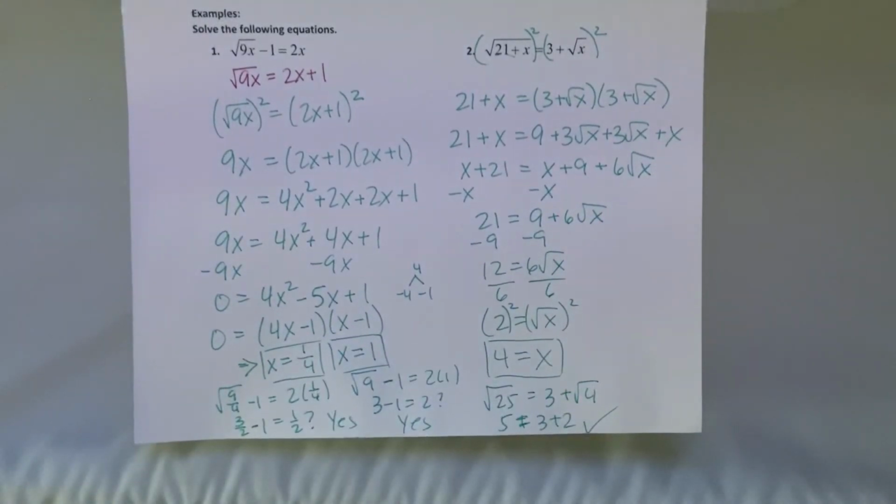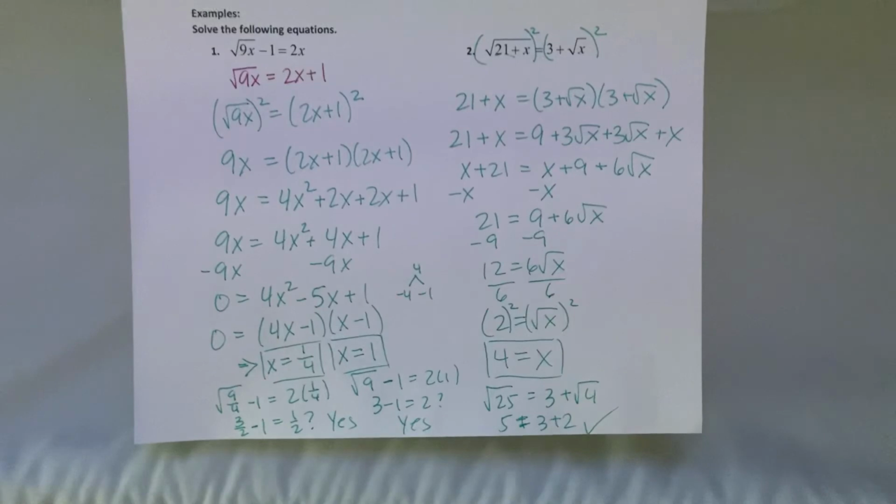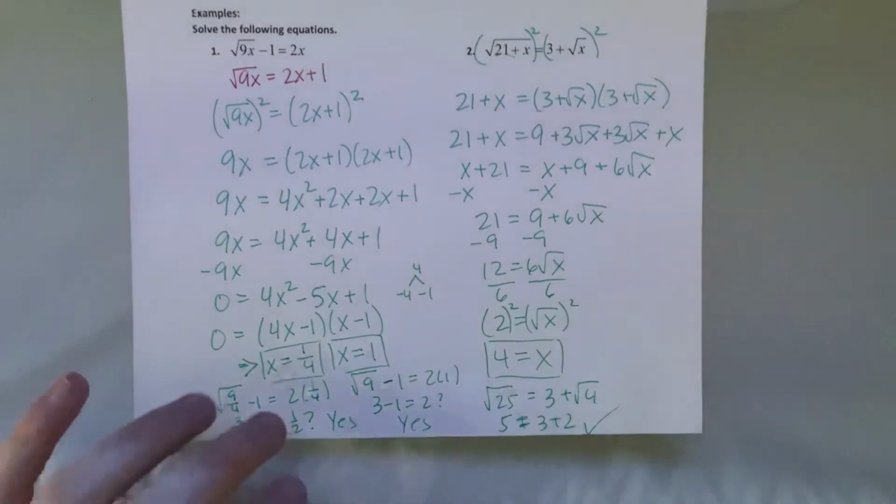Now, what kind of answer will you get if you have a bad answer? You'll end up with something like 5 equals 3 plus negative 2, or something like that, or negative 5. If you had negative 5 equals 3 plus 2, that would be one thing that can happen. Because, of course, if you square negative 5 and you square positive 5, you both end up at 25.